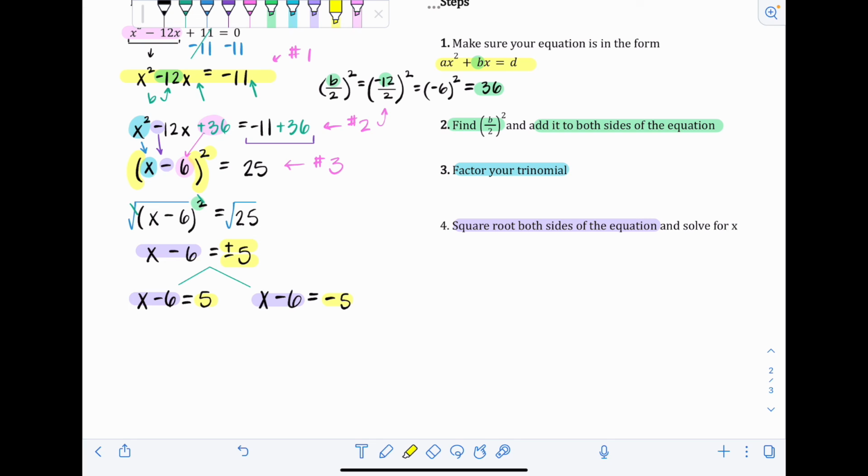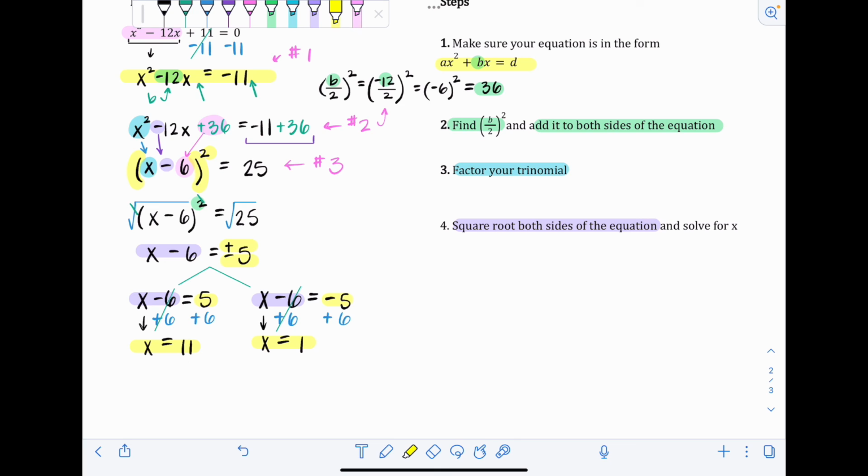If the goal is to get x by itself, there's a 6 that's being subtracted from it. So to undo subtracting 6, I would add 6 to both sides and then bring down the x. Negative 6 plus 6 cancels out, and then bring down the equal sign. 5 plus 6 is 11. And then for the other one, x minus 6 again, I want to cancel out the 6 that's being subtracted. So add 6 to both sides. Negative 6 plus 6 cancels out. I bring down the x, bring down the equal sign, and then negative 5 plus 6. That's the same thing as 6 minus 5. You can go in reverse order. So 6 minus 5 is 1. So x equals 11 and x equals 1.